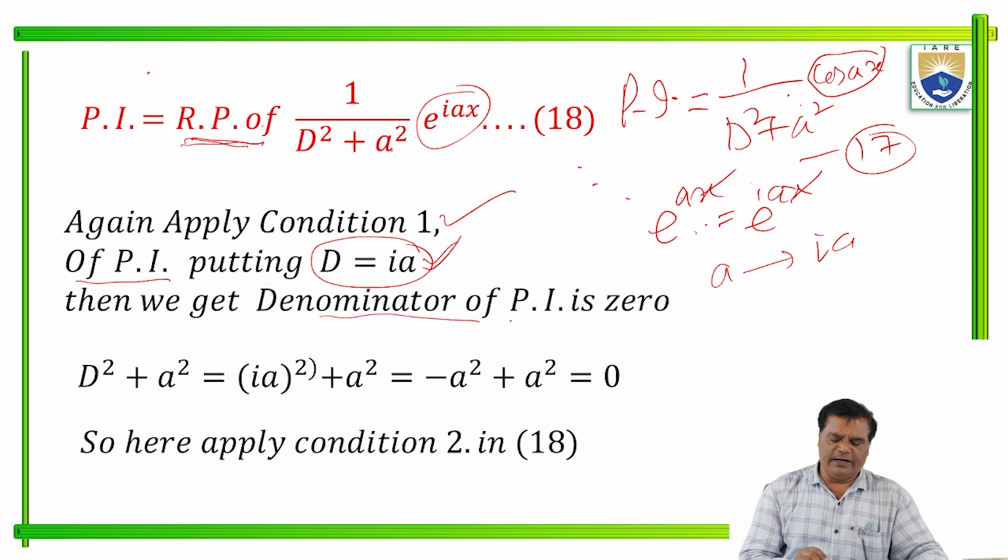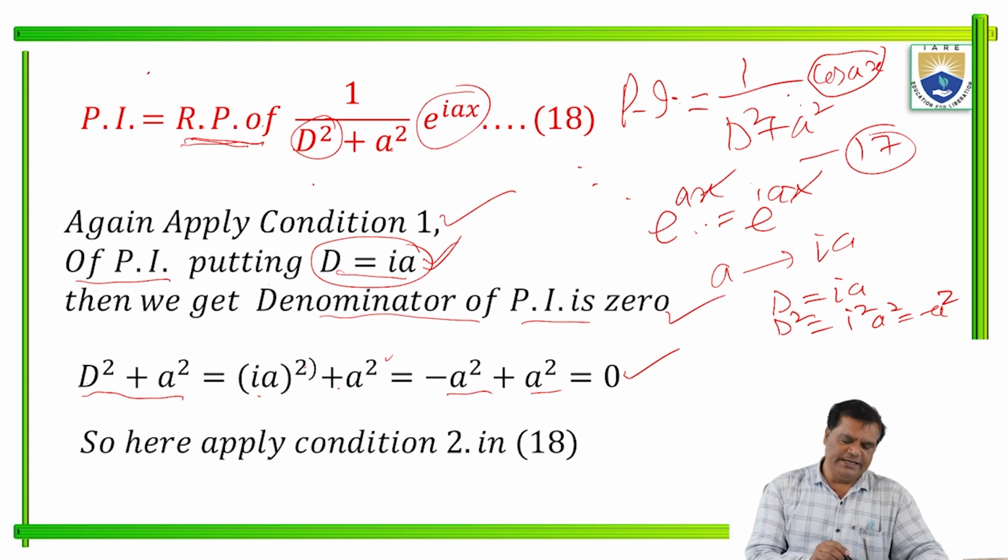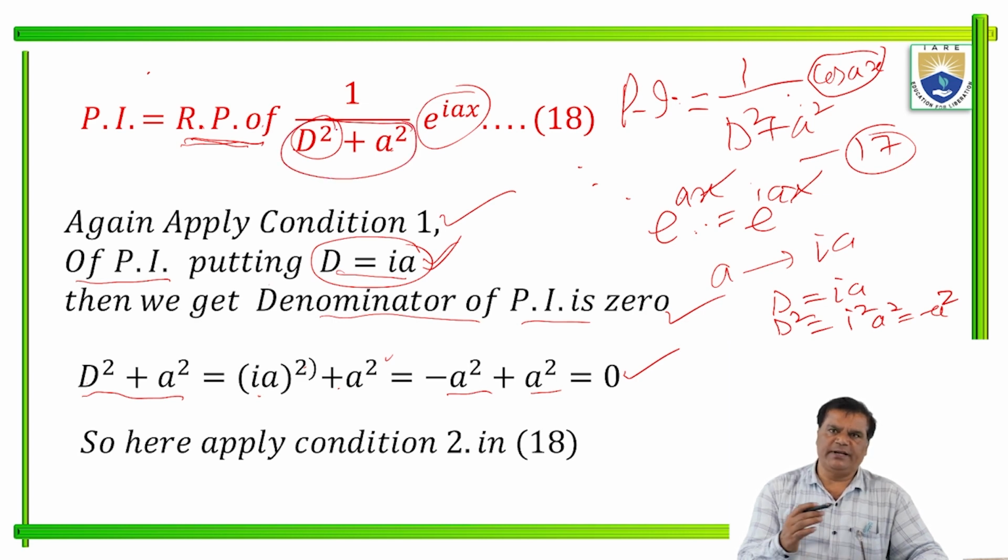Then the denominator of the particular integral is 0. If we put d equal to ia, then d square equals i square a square, which is minus a square. So minus a square plus a square is 0. I am writing d square plus a square, putting d equal to ia: (ia) whole square plus a square is minus a square plus a square, which is 0. So here we see that this denominator is 0 if we apply condition 1, so this does not exist here.